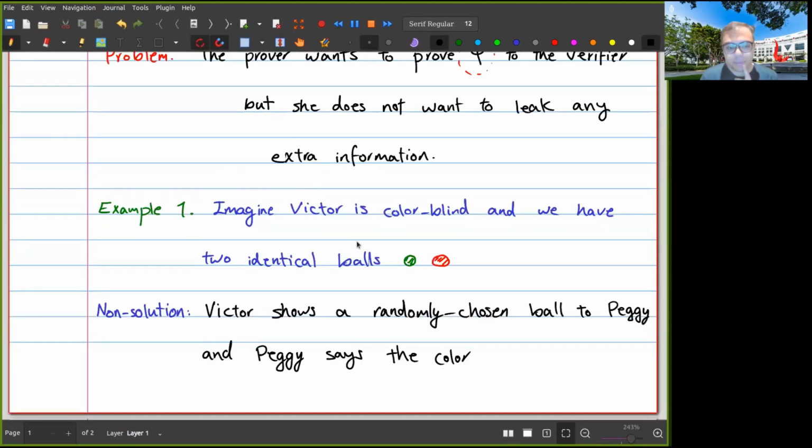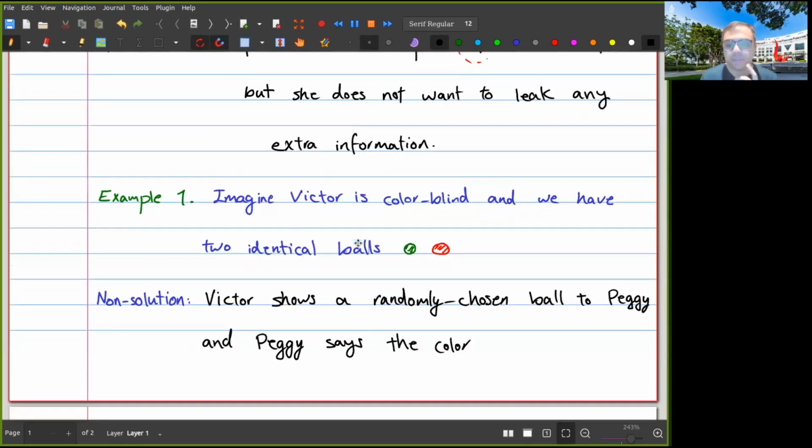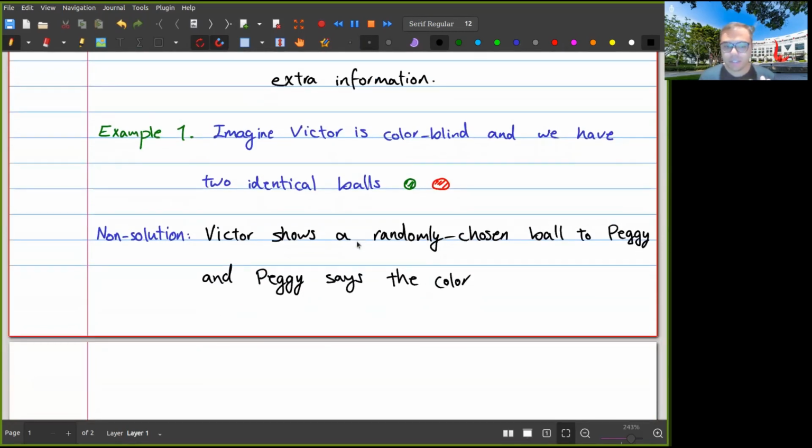now this is a problem. I don't want to do this. I want to somehow convince Victor that I can see color, but I want to do it so that he cannot figure out which ball is which color. And generally, I don't want him to gain any kind of extra information. The only information that Victor is allowed to gain is that Peggy can distinguish between these two balls.